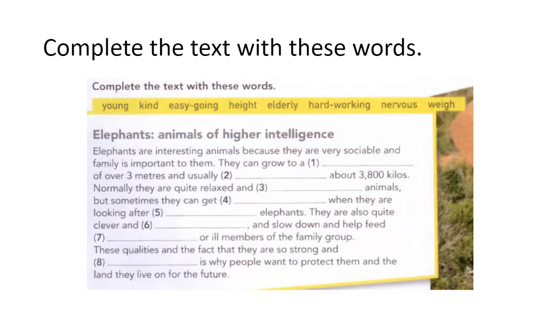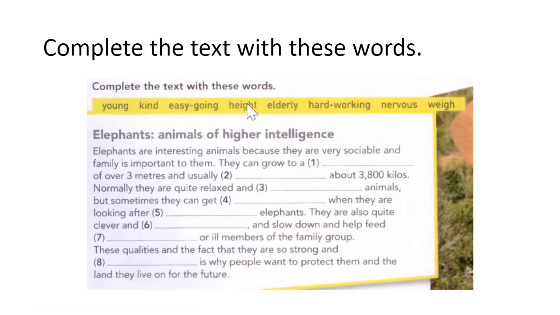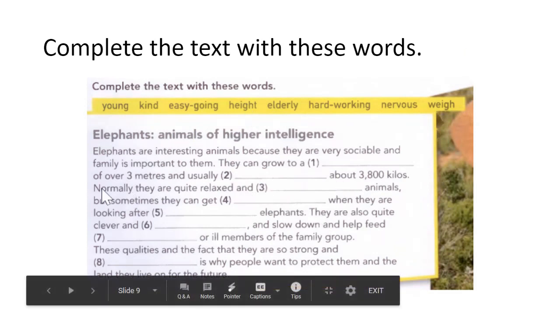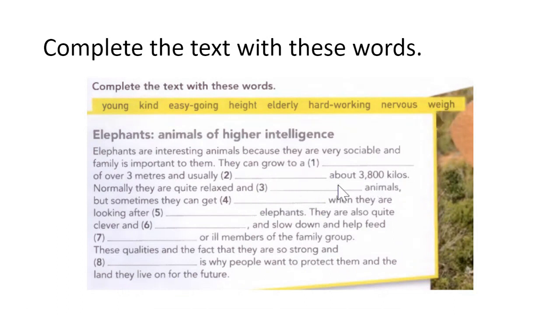You cuba tengok. Young, kind, easygoing, height, elderly, hardworking, nervous, way. They can grow to of over 3 meters. So ini pasal macam ketinggian I rasa. So I rasa most probably height lah. They can grow to a height of over 3 meters and usually, ini pasal berat lah, weigh about 3,800 kilos.